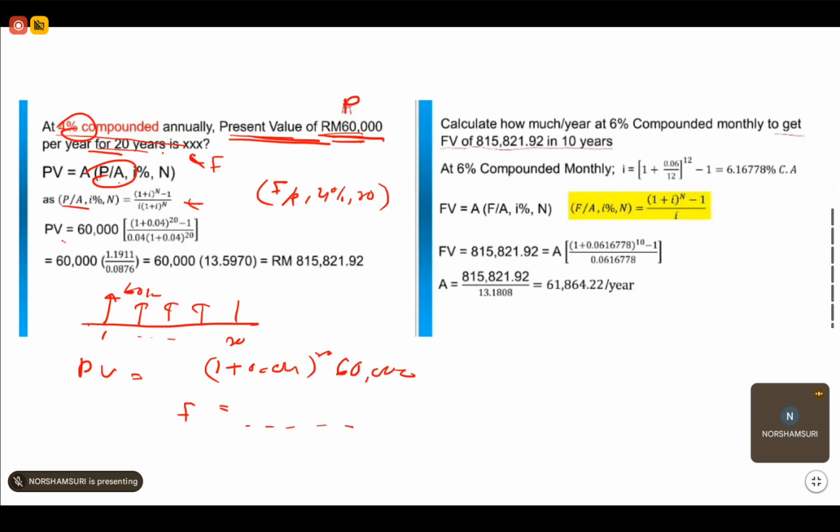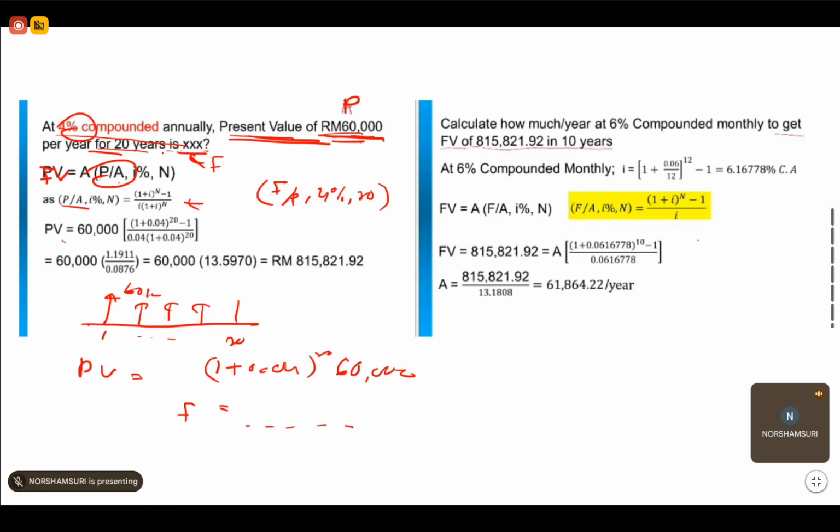I don't know if this one is annuity. If they said they pay annually 60,000, then you can treat it as an annuity. But this one is just a present value, so this should be future value, which is actually asking for the value at the end of the year. So that is question number one they're asking me.